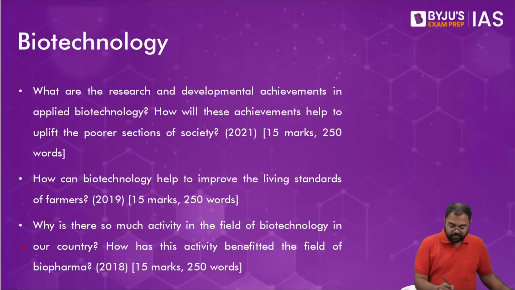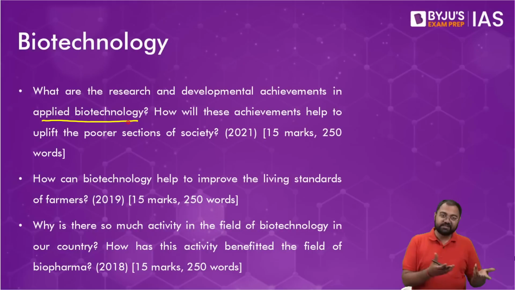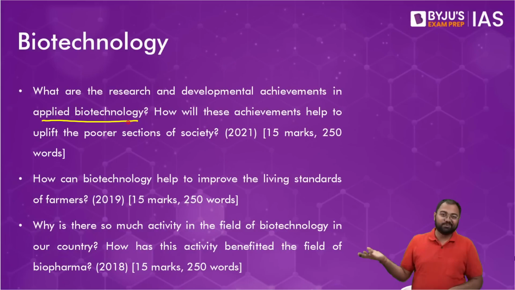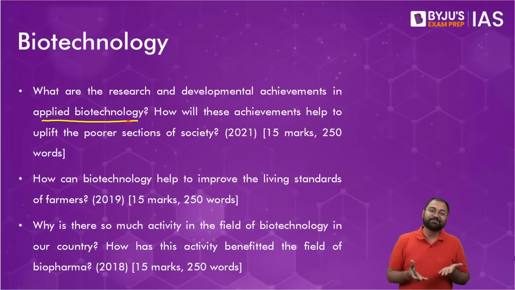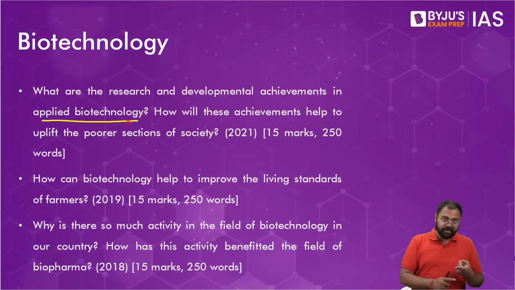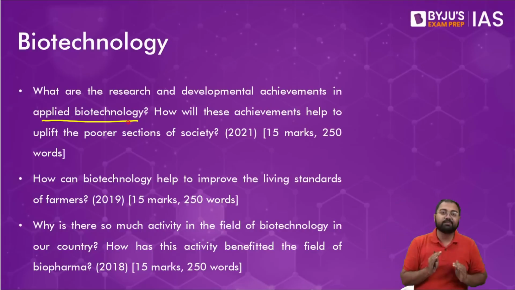So first, applied biotechnology. We discussed modern biotechnology yesterday. So modern biotechnology or applied biotechnology are basically the same things, where we are talking about how biotechnology is going to help. And the entire chapter was about that, right? You basically have to summarize the chapter in this particular answer, because you'll have to write about agriculture, about health, about industries, about environment. So that's why it's going to be a difficult task, because you'll have to compress everything that you have studied, everything that you know, into a very small number of words.